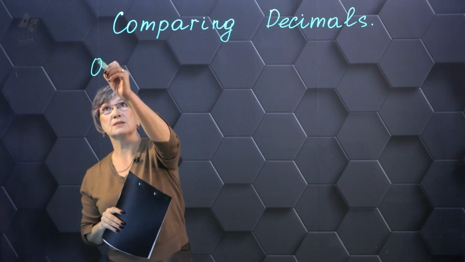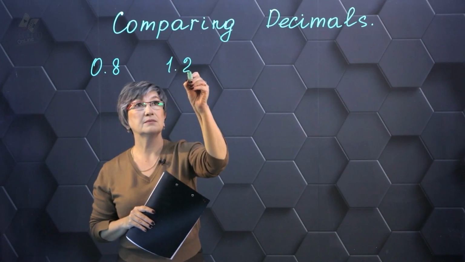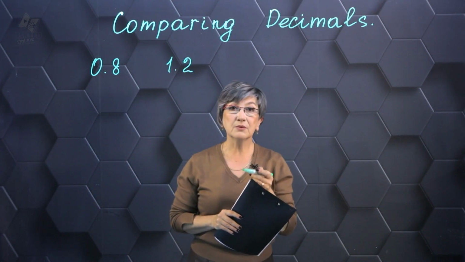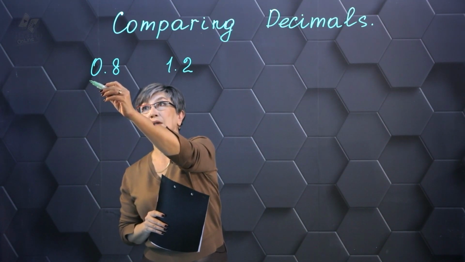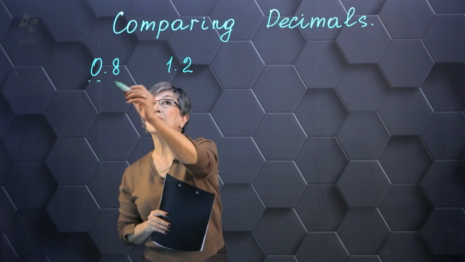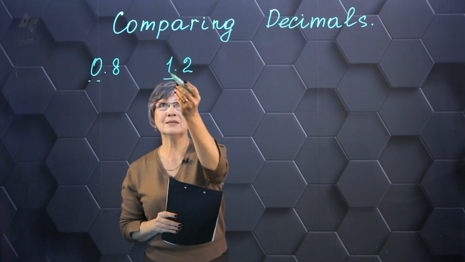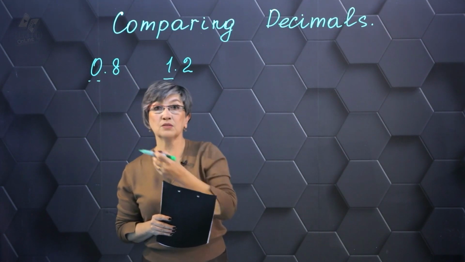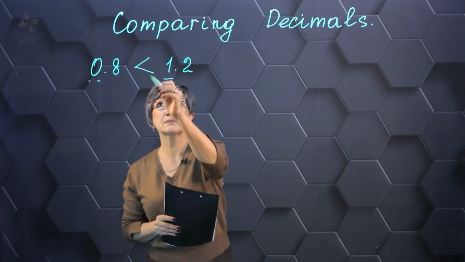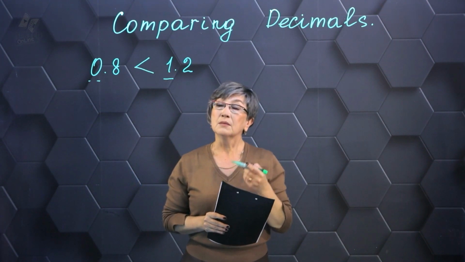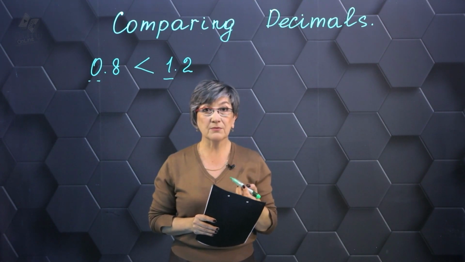I need to compare 0.8 and 1.2 tenths. First we're going to compare the whole part. That is, this number I have contains 0 integers and this number contains 1 integer. But we realize that 1 integer is certainly greater than 0 integers, so I put the sign bigger. If the whole parts of the decimals are equal, then I'll compare the fractional parts of those numbers.